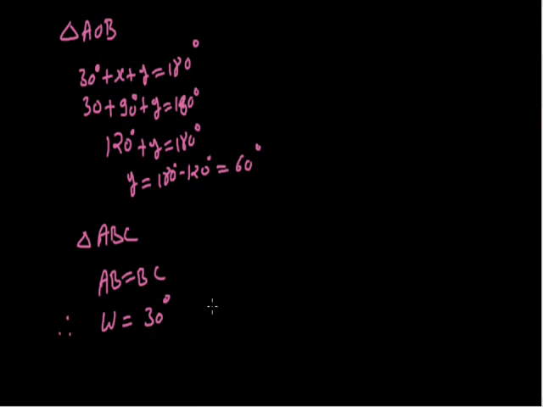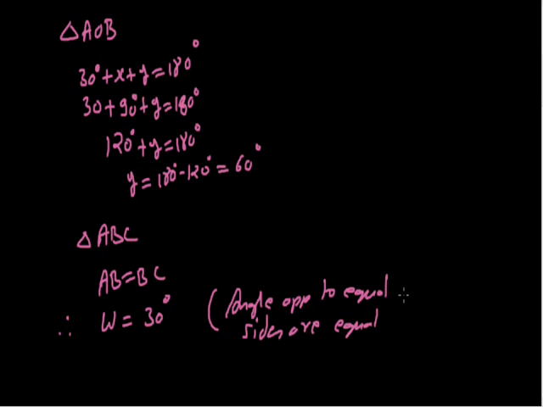So what is the reason? Angles opposite to equal sides are equal. So that's why W should be 30 degrees.